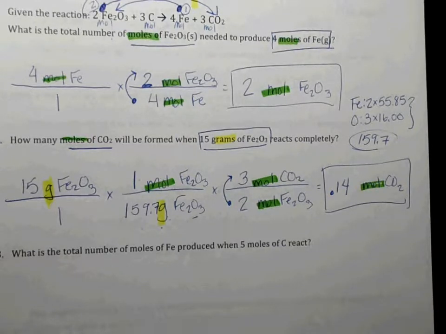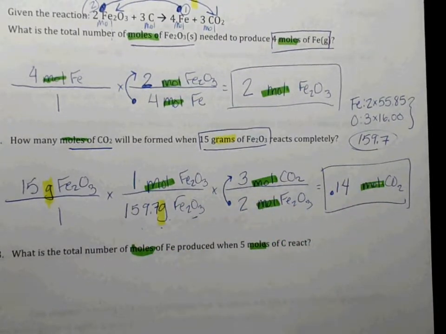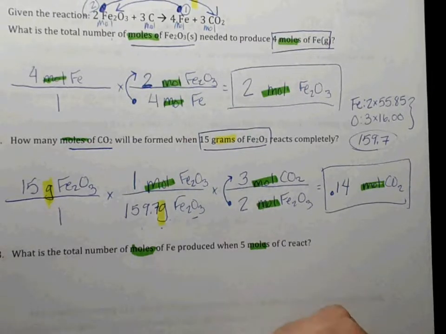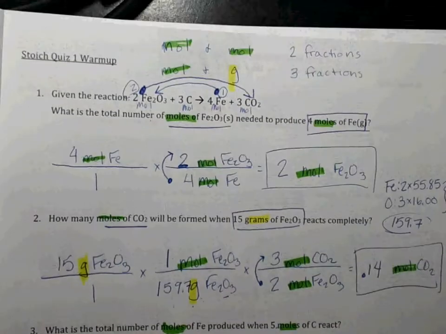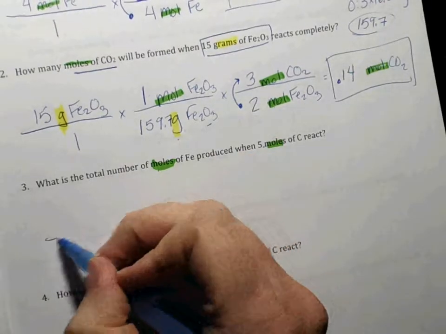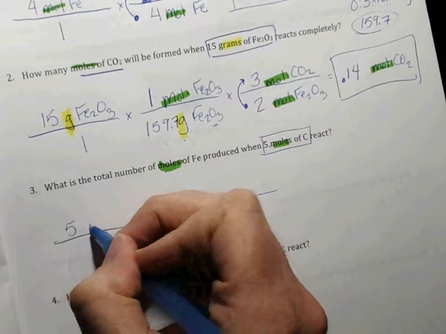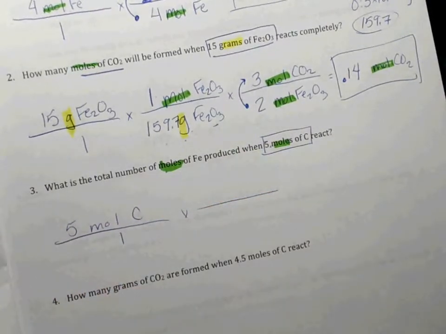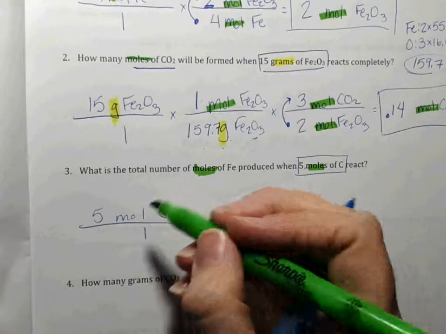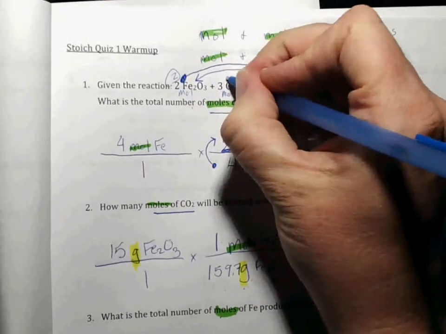When we look at number 3, what is the total number of moles of Fe produced when 5 moles of C react? We see moles and moles. That's going to be 2 fractions. So 1, 2. They're giving me 5 moles of carbon, so that's going to be my given that I write over 1 on my first fraction. And I also know that that's where my bridge is going to start for number 3 with carbon.